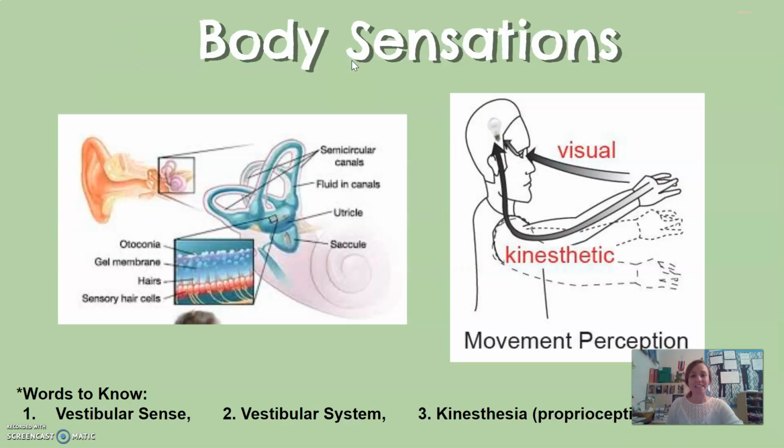The next is your body sensations, like your vestibular sense and your kinesthetic sense. Your vestibular sense is your sense of balance. I think that's easy to remember because vestibular has a B in it. So vestibular is balance. This is detected in your vestibular system or your semicircular canals, which are just above your cochlea in your ear.